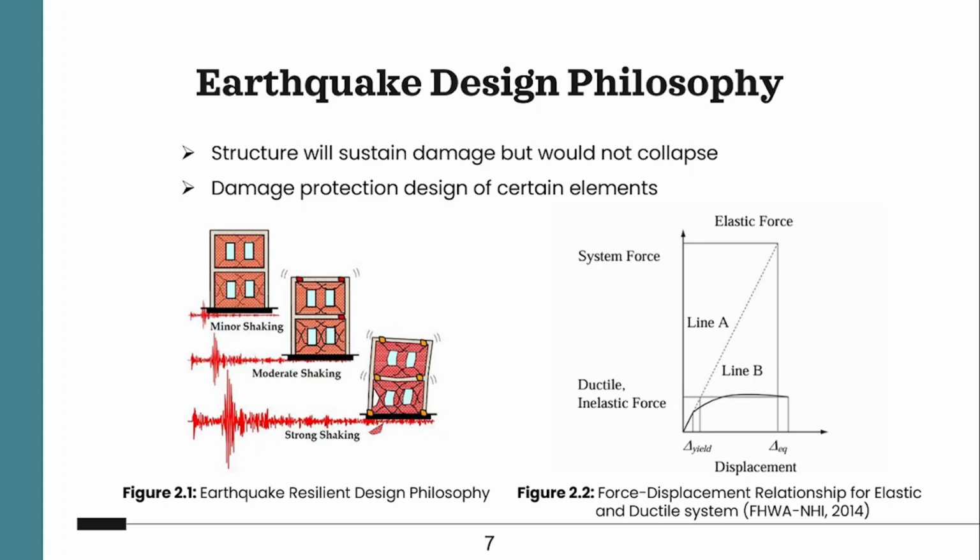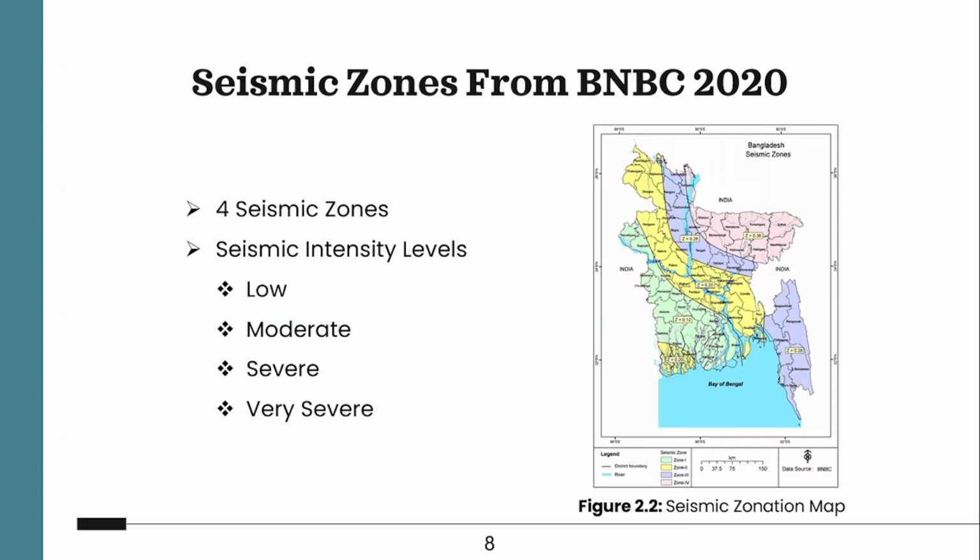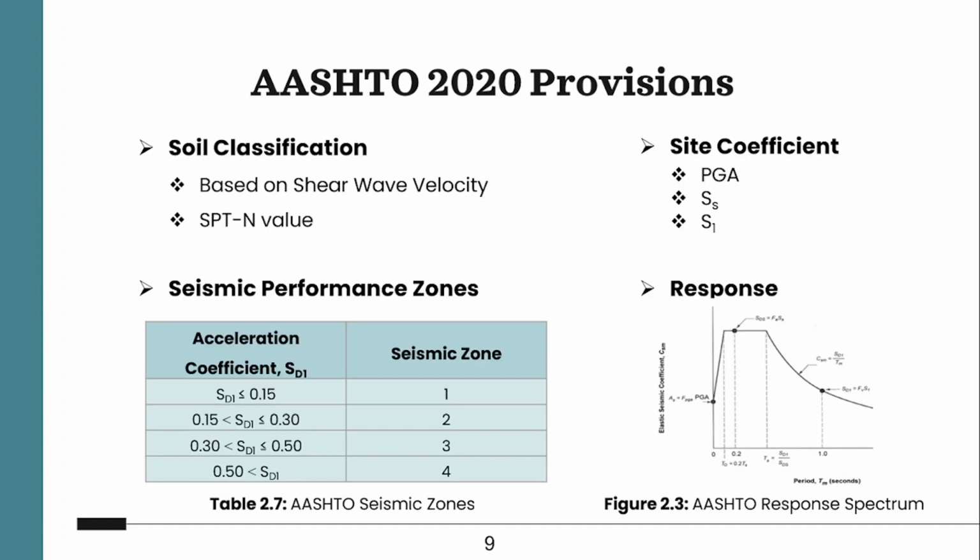So we will actually provide some closely spaced stirrups at the ends of the elements so that they take some extra strain after their yield point, so that we can achieve ductility and thus absorb energy through the ductility. BNBC 2020 provides 4 seismic zones and the specific PGA values are provided in the map. However, AASHTO 2020 has a different type of seismic zoning, and that's why we need to take the BNBC hazard parameters and implement them to make them accurate for our country's provisions.